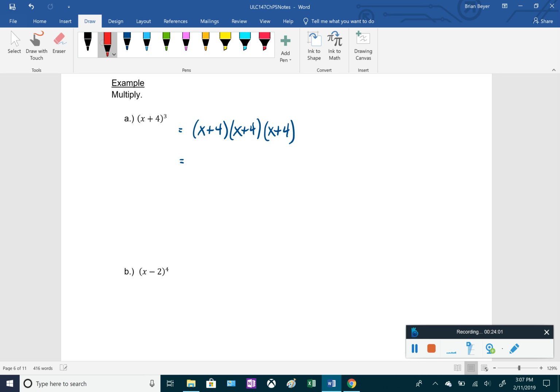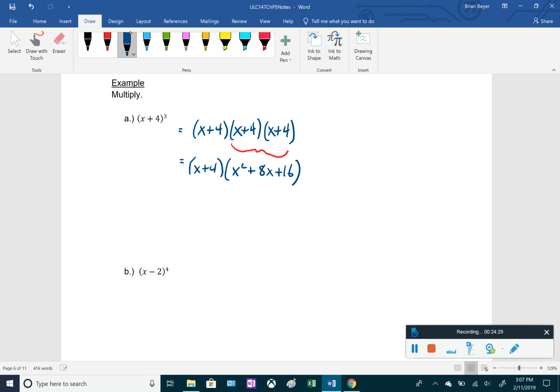So what I'm going to do is multiply these two together first. x plus 4 times x plus 4 is x squared plus 8x plus 16. You either FOIL it out or use that shortcut that we did previously. I'm going to rewrite the order on the right hand side, so I'm multiplying these ones. So it's x plus 4 times x squared plus 8x plus 16.